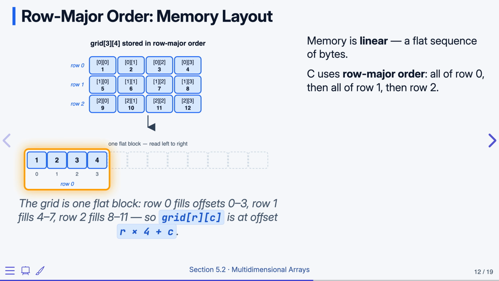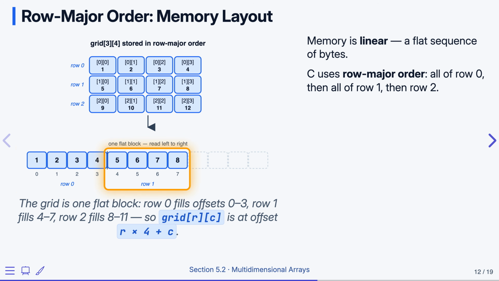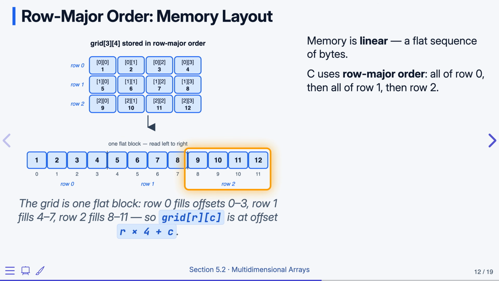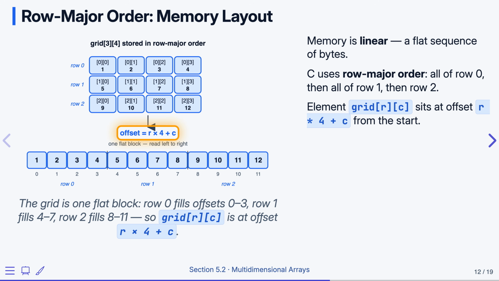Row 0 goes first. Values 1, 2, 3, 4 at offsets 0, 1, 2, 3. Then row 1 right after it. Values 5, 6, 7, 8 at offsets 4, 5, 6, 7. Then row 2. Values 9, 10, 11, 12 at offsets 8, 9, 10, 11. One continuous block. So the element grid[R][C] sits at offset R times 4 plus C. The number of columns, 4, is the multiplier.